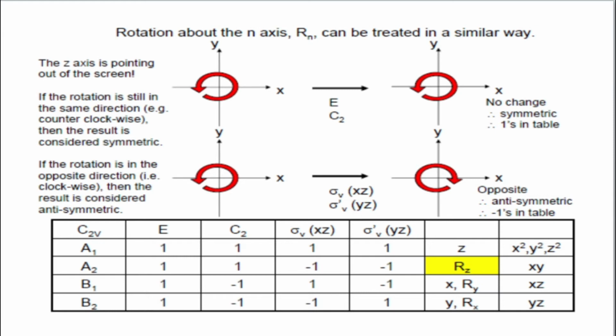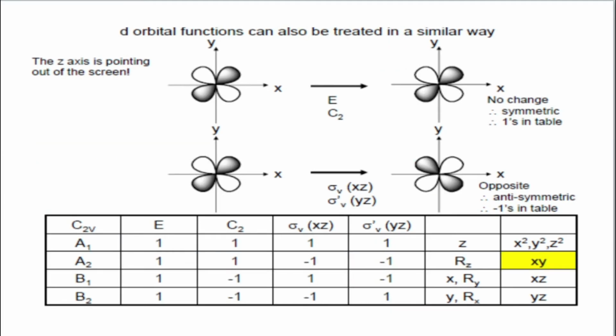Similarly, you will understand B2 and B1 respectively represent rotatory x and rotatory y. Now I want to talk about the quadratic functions. Those are represented in region number 6. As an example, here is a dxy orbital. Lobes are between the x and y axis. Opposite lobes have the same wave function. Here we have to ask whether the wave function remains the same or not. If the wave function after performing that operation remains the same, then it is symmetric. If it changes, then it is antisymmetric.